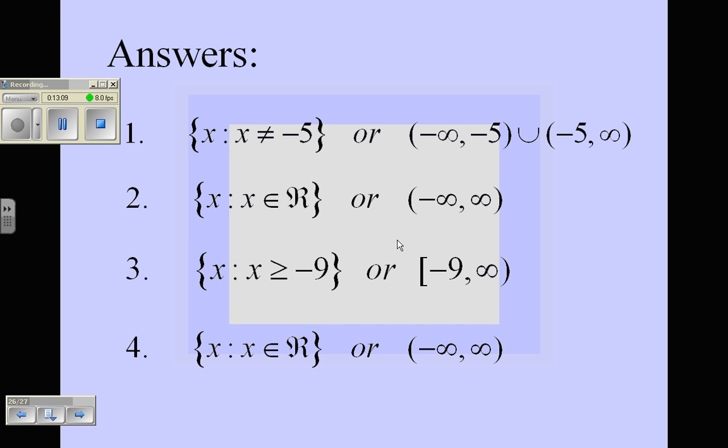The way you write them, I want you writing them in set notation. So for the first one, x cannot be negative 5. So negative infinity to negative 5, skip over negative 5, keep going to infinity. For the second one, all real numbers, negative infinity to infinity. For the third one, starts at negative 9, goes up to infinity. x is greater than or equal to negative 9. And then the fourth one, all real numbers.